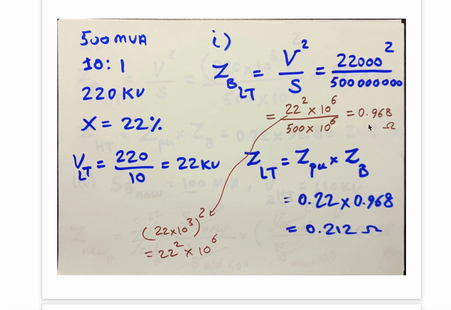This gives us 0.96, or if you want, you can type in this way: 22 squared times 10 to the power 6 over 500 times 10 to the power 6. This is clear, 10 to the power 6, because this is mega. And why is it 10 to the power 6? Because that is actually 10 to the power 3 for 1000, and then a square for this square in the formula. Once you've got this base impedance, you can multiply it by the per unit impedance to have the actual impedance on the low tension side, which is 0.212 ohm.